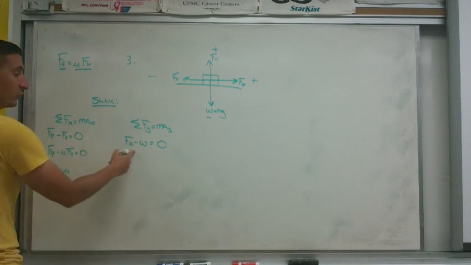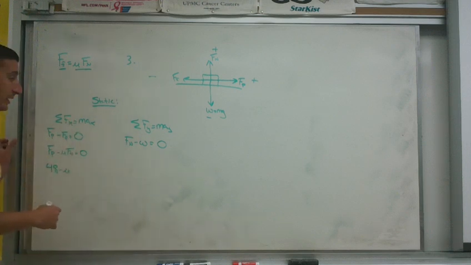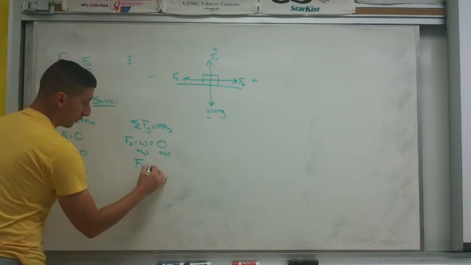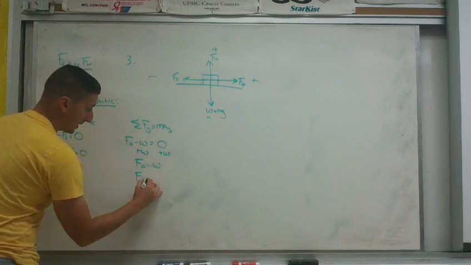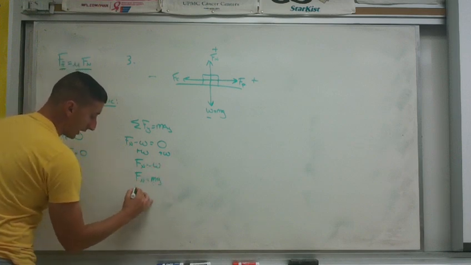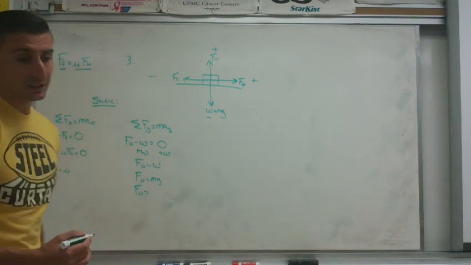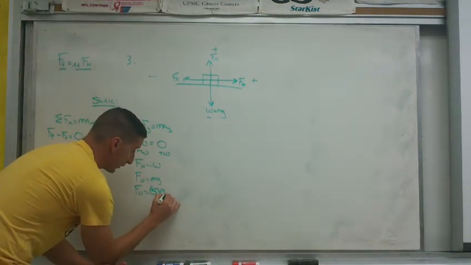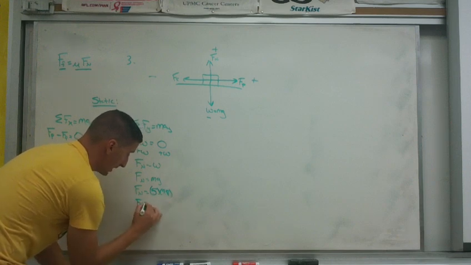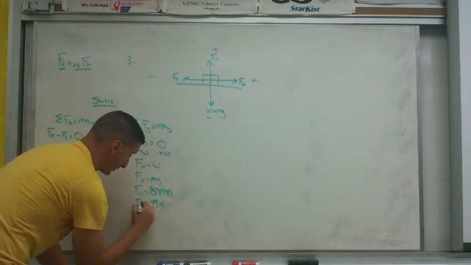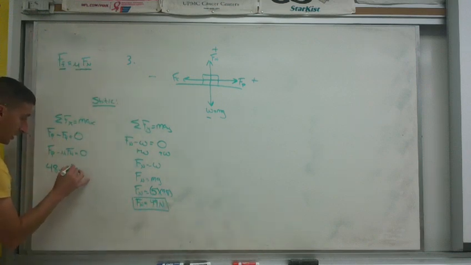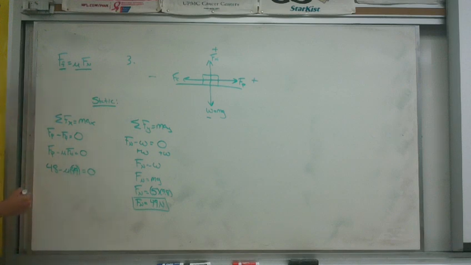I need to calculate the normal force, so I can go ahead and solve for that. So again, I add weight over. I get Fn equals weight. In other words, Fn equals mg. The mass of the box in this case is 5 kilograms. So I go 5 times 9.8. Fn equals, I believe that's 49 newtons. Okay? So you have 49 newtons equals 0.